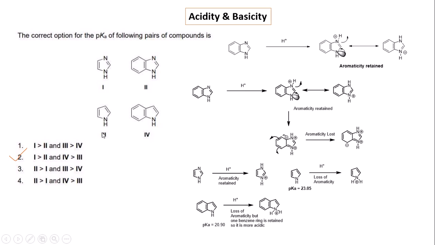In the case of the pyrrole and indole system, for pyrrole the pK value is 23.05, but for indole this reduces to 20.90. Here, after protonation of the pyrrole system, the aromaticity is completely lost. But here, after protonation, one benzene ring is retained in the ring system, so the aromaticity is only slightly reduced. So this conjugate acid is comparatively more stable, that is, option 4 has higher acidity than 3.